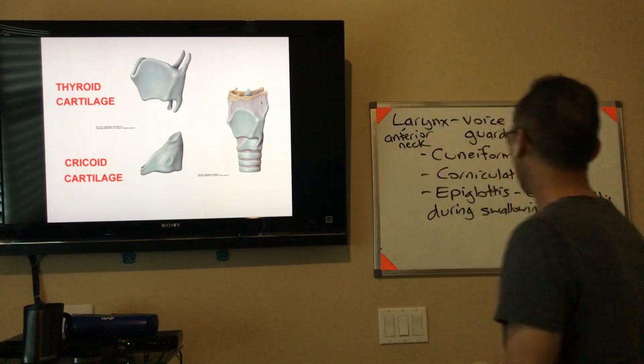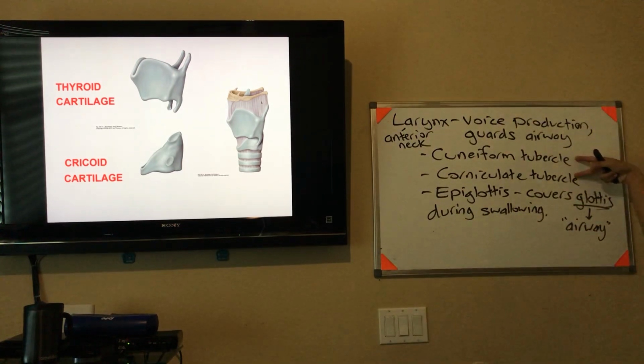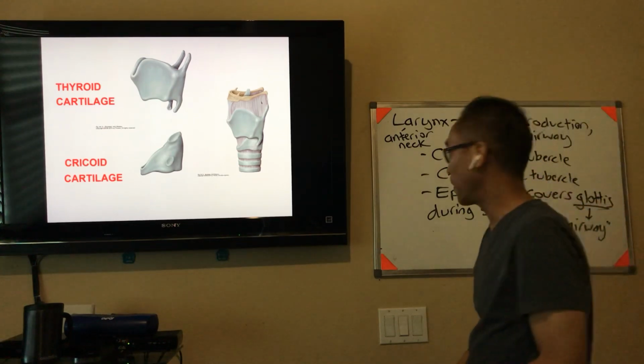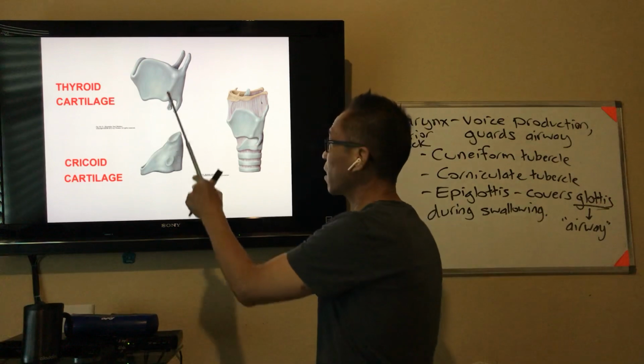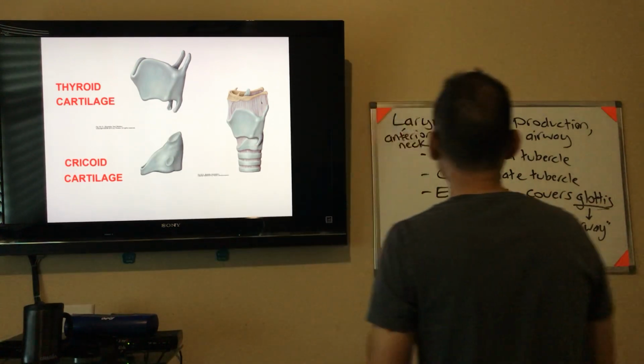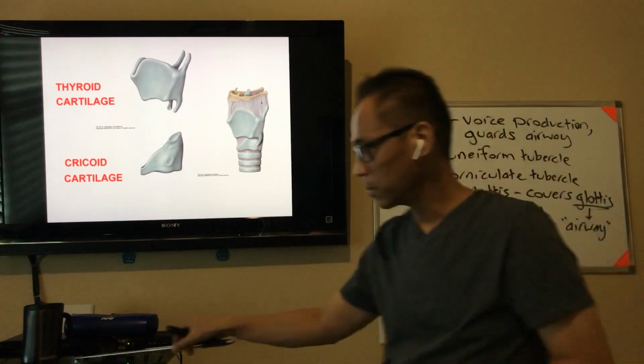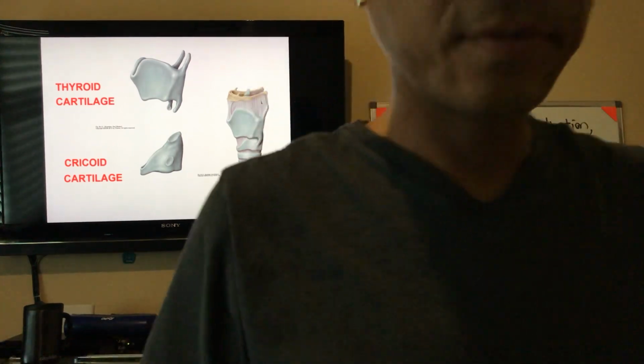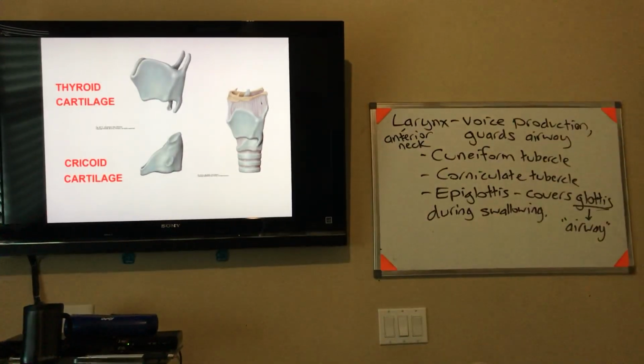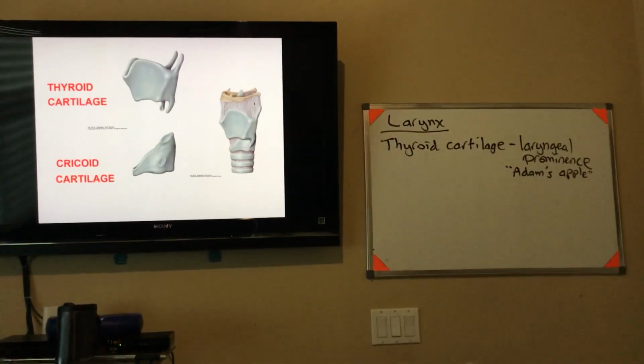So far, you got cuneiform tubercle, corniculate tubercles, which are formed by cartilages. The main cartilage is the thyroid cartilage. Let me take a picture of this and start fresh. So what I have written on the whiteboard is the thyroid cartilage.